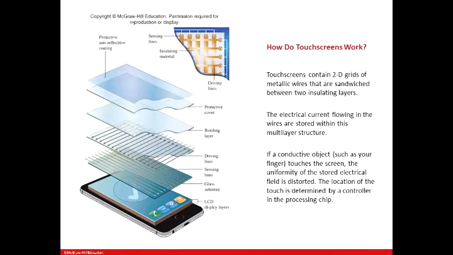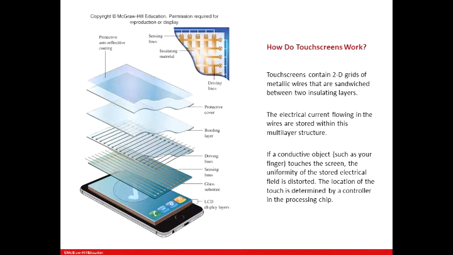So if you look at the diagram on the left, it just has all these layers. I really don't expect you to memorize all these layers, but I really expect you to be familiar with the fact that it is electric current flowing in the wires stored in these multi-layer structures. First part, you have the protective anti-reflective coating. This is so when you look at it, the light doesn't reflect off and doesn't let you see your cell phone. So you have that. Then you have a protective coating. So these two are pretty much important for aesthetics and for protection of below it. Then you have the bonding layer, and that's pretty important for holding the device in place, the bonding layers, and making sure that these wires are in place and in the right position so that a 4 is a 4 and a 5 is a 5.